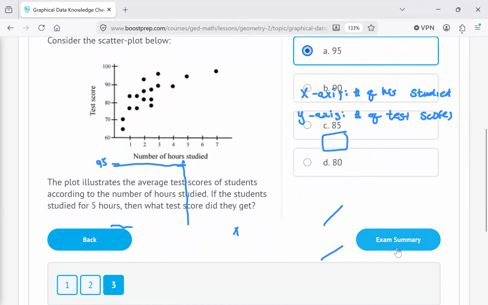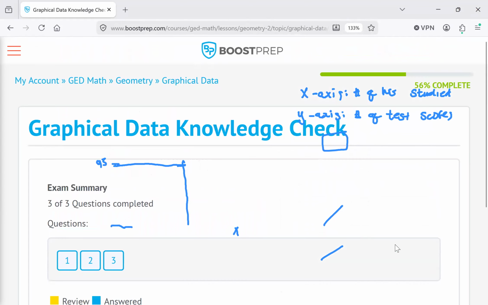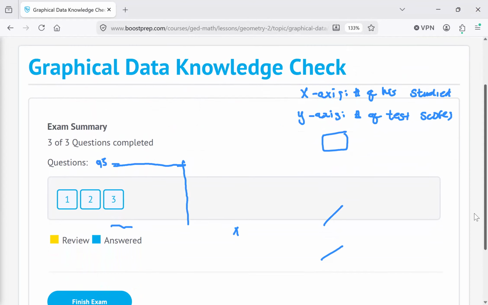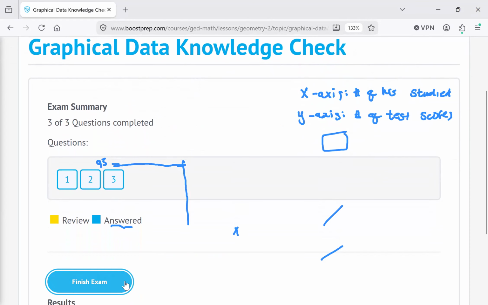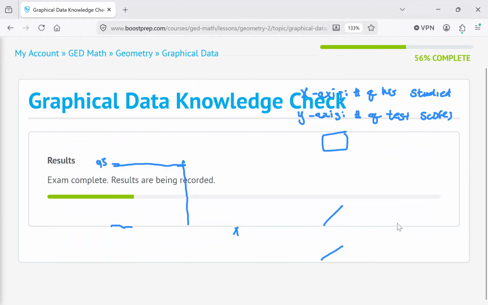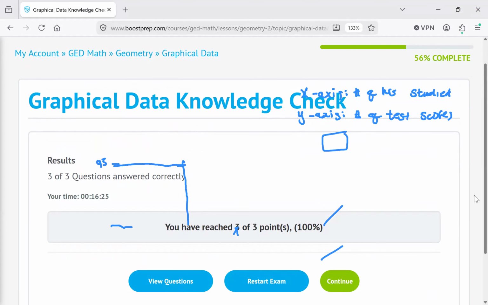Okay, so let me exit. Okay, so this was perfect. This is a small taste of graphical data knowledge. This will definitely pop up again in the practice exam and the real exam. I'm going to stop here.